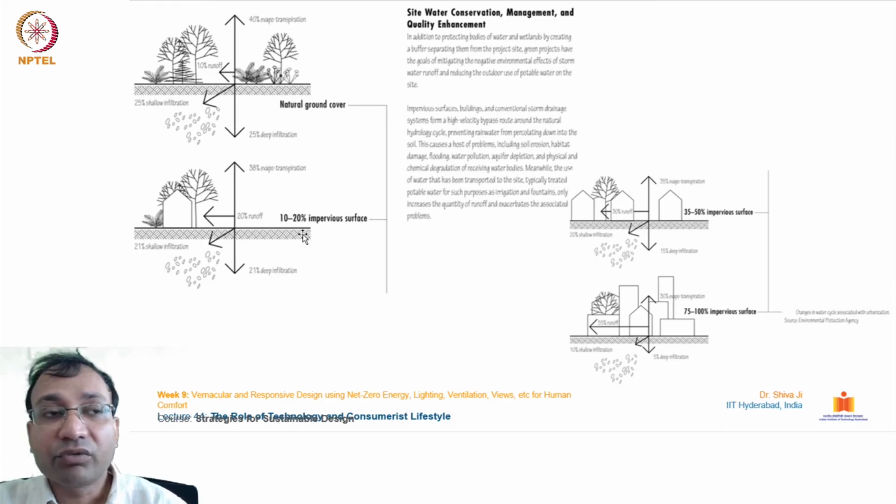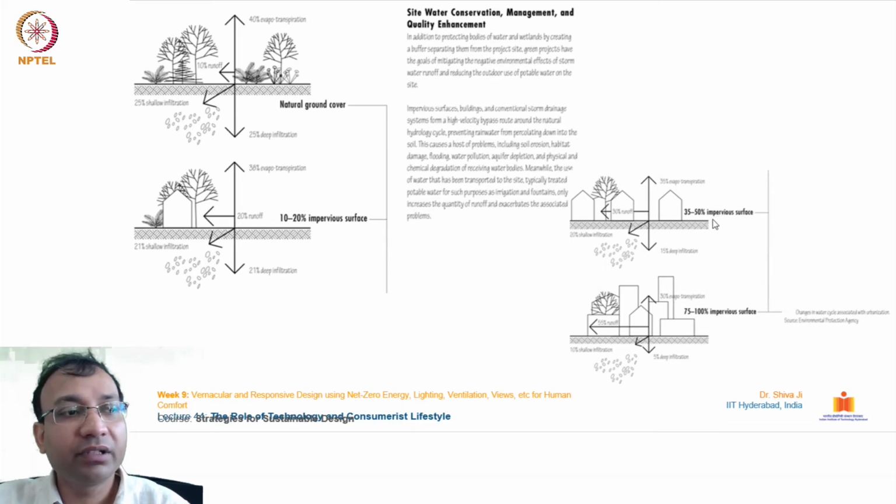And the second one has a 10 to 20% impervious surface. Here only 21% goes to shallow infiltration, 20% goes to runoff, and 21% goes to deep infiltration. Further, in this illustration, the overall ground level has a 35 to 50% impervious surface, so it increases the runoff. Runoff has increased to 30%, and shallow and deep infiltration are respectively 20 and 15% only.